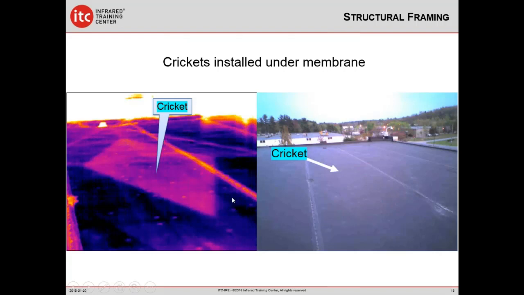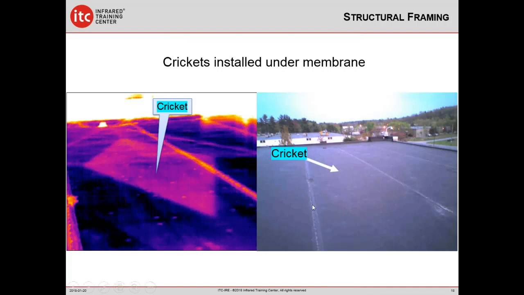And so you really need to know a lot more about the roof before you start doing thermography. Talk to the building engineer, find out what type of membrane was on, type of insulation underneath, when it was replaced, any history of roof leakage. All those things can help you be more successful when you're doing thermography.